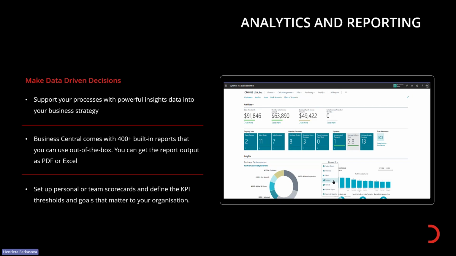The best part is that it's built in. You get interactive dashboards, charts, and financial reports right out of the box. So instead of wondering how business is performing, you will know, and not just at the end of the month, but every day.